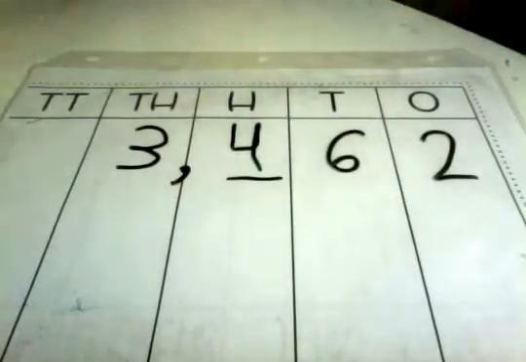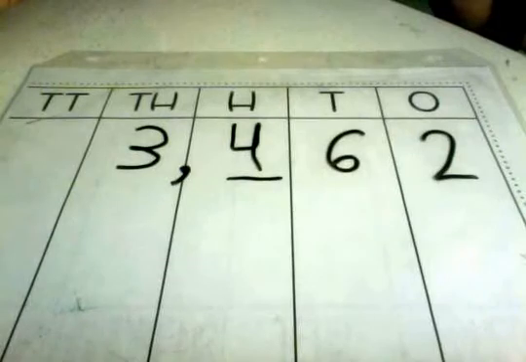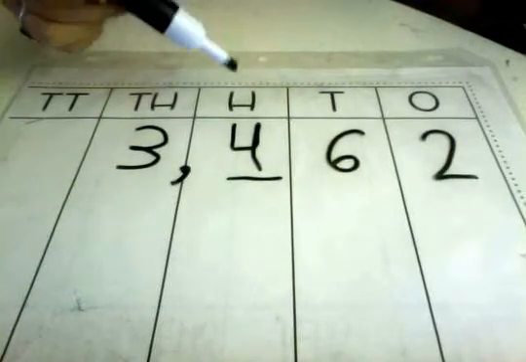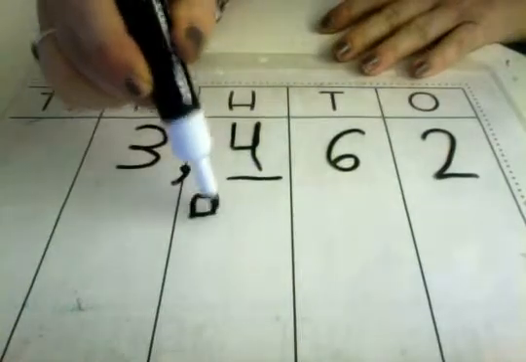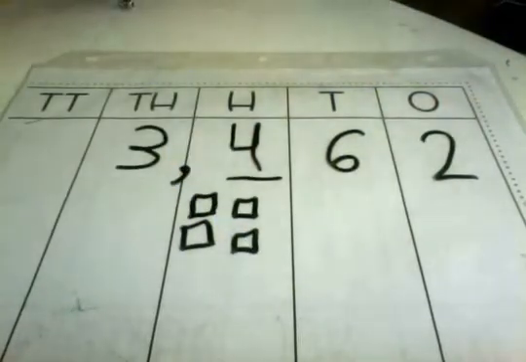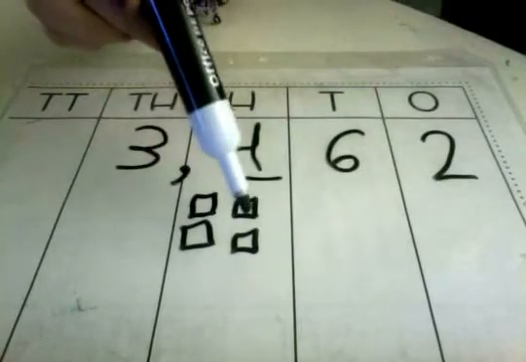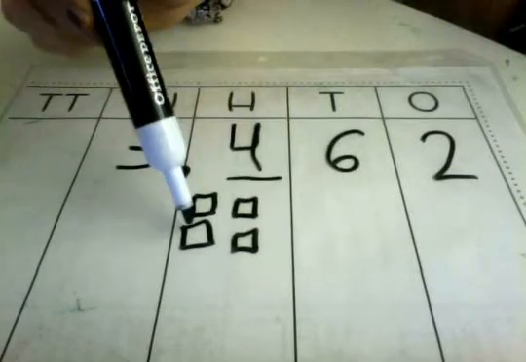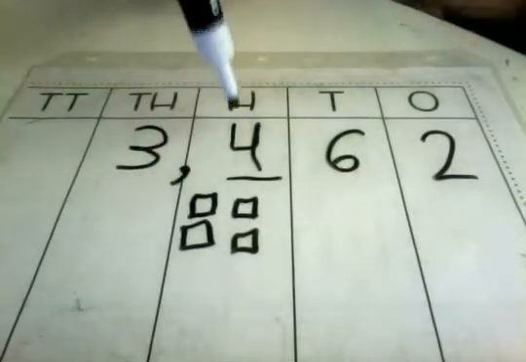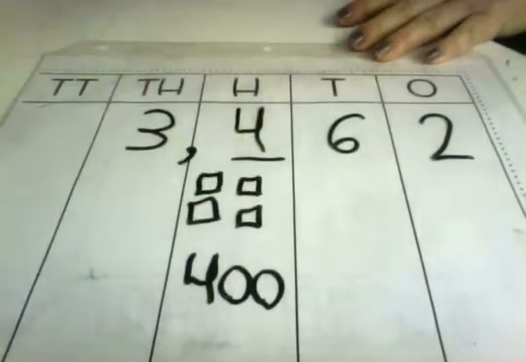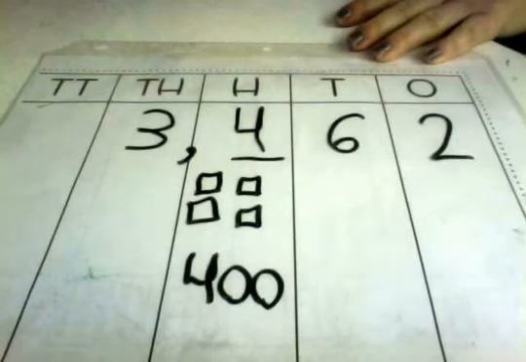So let's take a look at this digit here. This digit we know is a 4, but what does that 4 really mean? Well, we have to think about what place value it's in. What place value is it living in? Yeah, it's living in the hundreds. So if we draw out our 400s, 1, 2, 3, 4, we see that each one of these blocks here is worth 100. So we count by hundreds. 100, 200, 300, 400. So this digit of a 4 really has a value of 400 because it is in the hundreds place value.